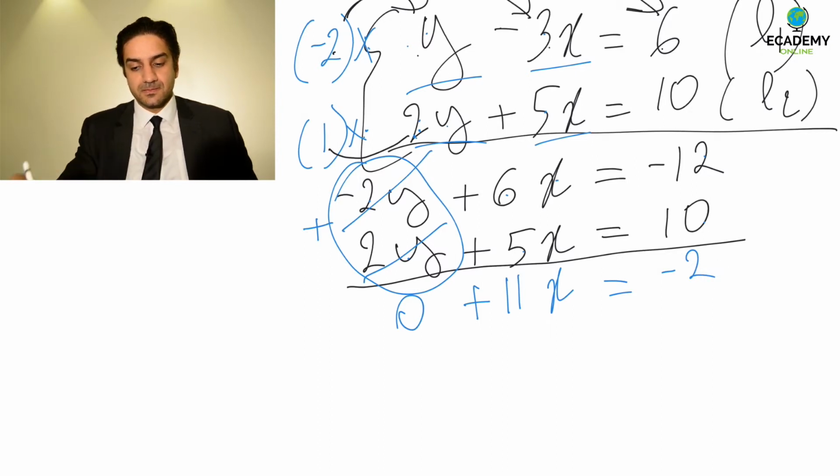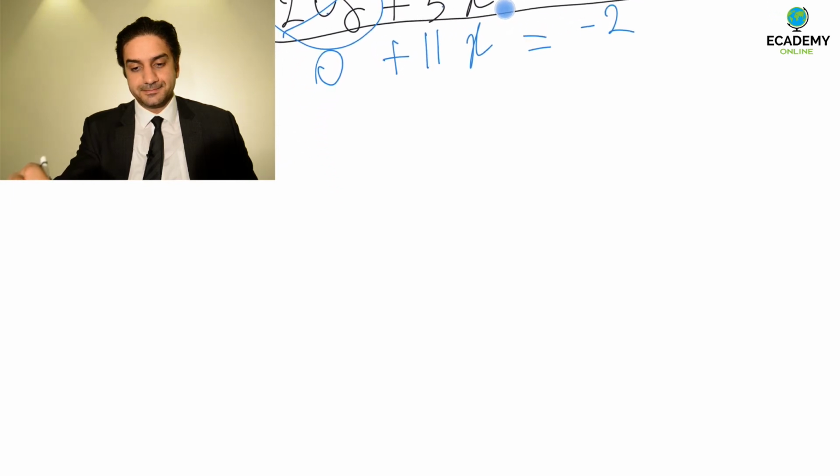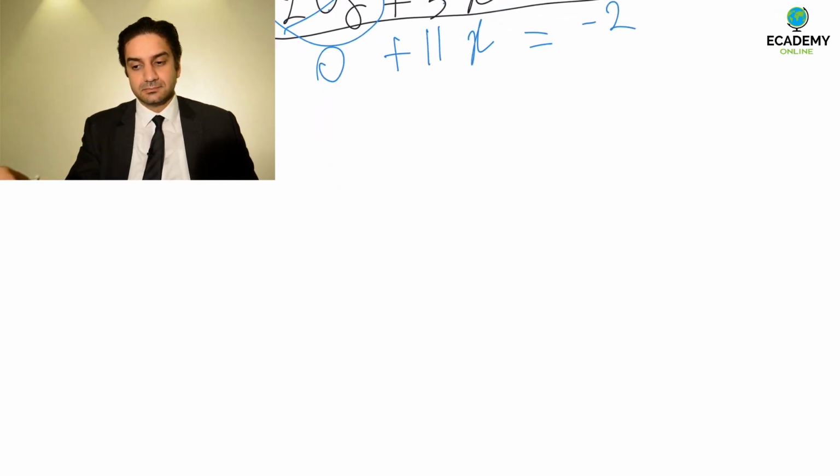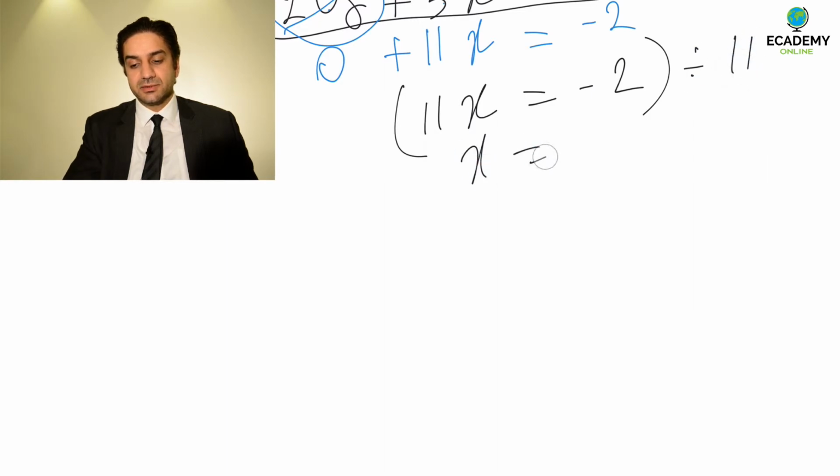So what I end up with is 11x equals minus 2. I can simply divide this by 11. x is equal to minus 2 over 11. And I'll have the same value for x.